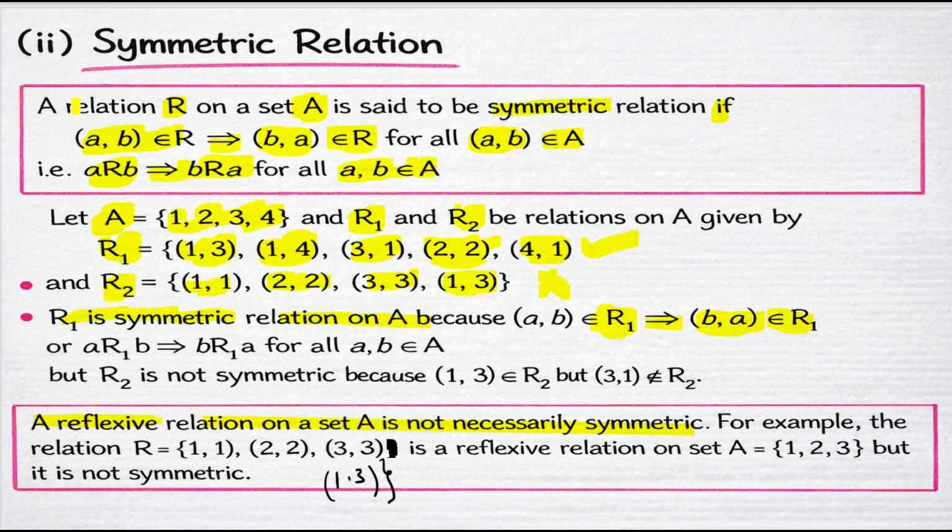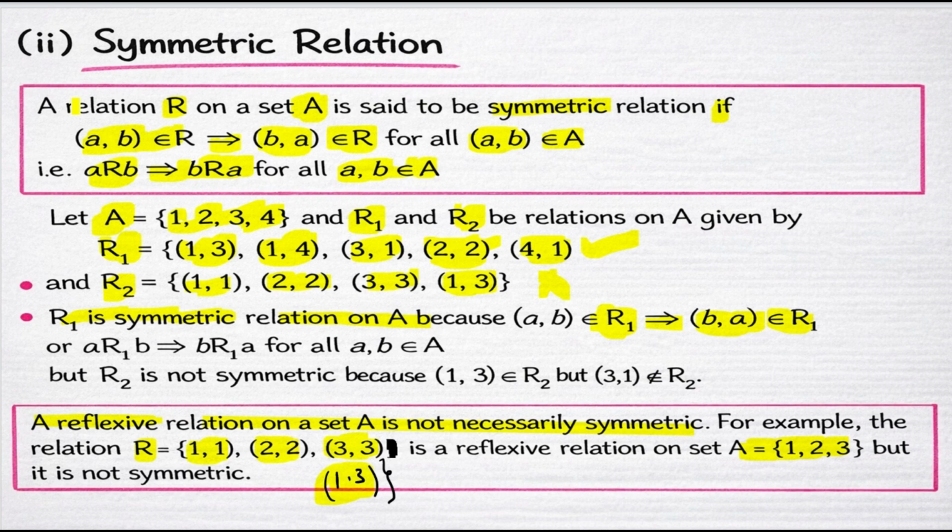Look at the example here. Relation R contains the ordered pairs (1, 1), (2, 2), (3, 3), (1, 3). This is a relation defined on set A which contains 1, 2, 3. It is reflexive because (1, 1) is there, (2, 2) is there, (3, 3) is there. But it is not symmetric because (1, 3) is there, (3, 1) is not there. Okay? So reflexive relations may not be symmetric relations.